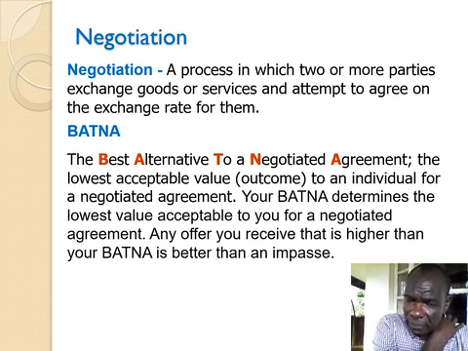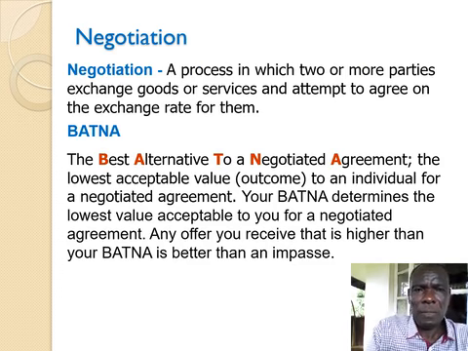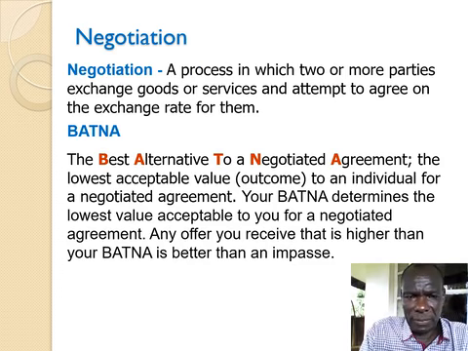How do we solve conflict? One of the ways to solve conflict is through negotiation. Negotiation is a process in which two or more parties exchange goods or services and attempt to agree on the exchange rate for them. This is a generic definition. But the same thing happens with conflict negotiation.